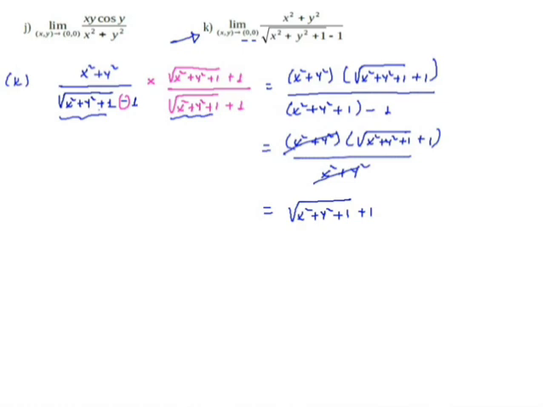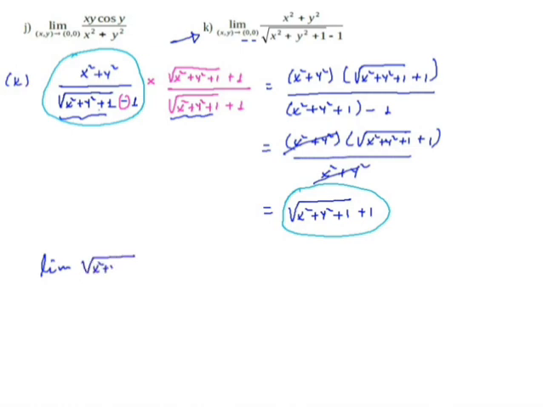So በዚህ ኤክስፕሬሽን ቦታ ራሽናላይዝ የተደረገውን ይሄንን ተክተን እንሰራለን ማለት ነው። So the limit becomes the limit of radical x squared plus y squared plus 1 plus 1 as (x, y) approaching the origin. So x ንም y ንም 0 ስናደርግ radical 1 plus 1 ነው የሚሆነው, which is 2. Therefore the limit for the expression in k becomes 2.